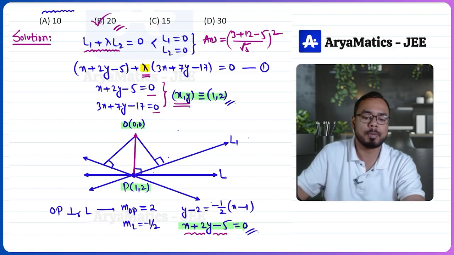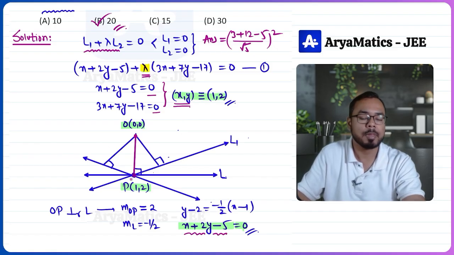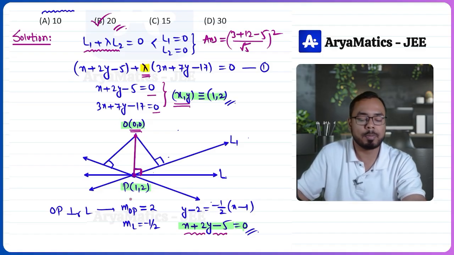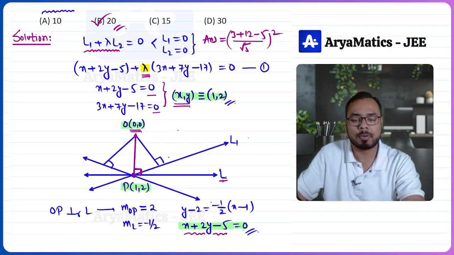Now there are an infinite number of lines passing through point P. We need a line which is at maximum distance from the origin. So the required line will be the line passing through P and perpendicular to OP, because in that case the perpendicular distance will be OP. For any other line, the perpendicular distance will be less than OP, right? So first find the slope of OP. From there we got the slope of L.